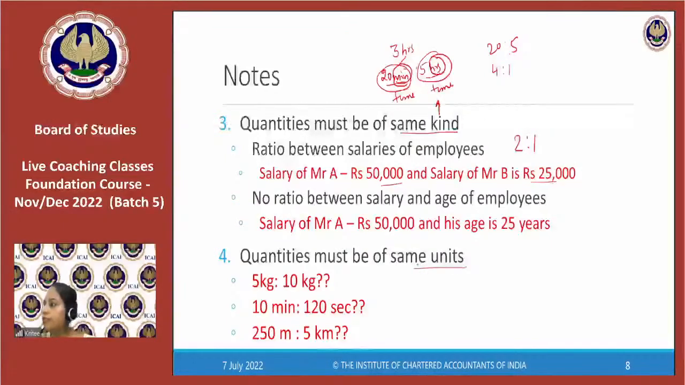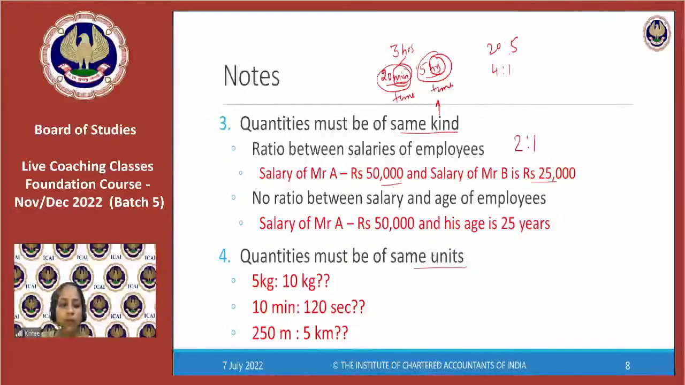Quantity means measurement. Quantity is the magnitude, like whatever you are measuring, that's quantity. So quantities must be of same kind. Like I'm calculating salary, I am calculating weight, I am calculating the time to finish the question, I am calculating the distance traveled. So quantity is whatever you are measuring or you are comparing. Those are quantities. So quantities must be of the same unit. I hope you understand the meaning of quantity.